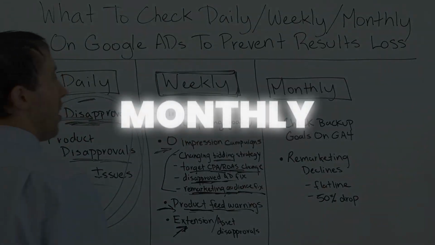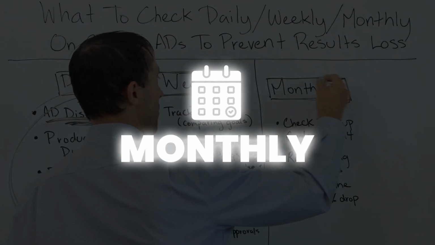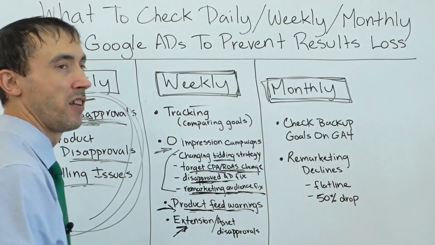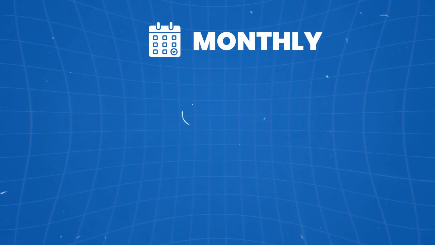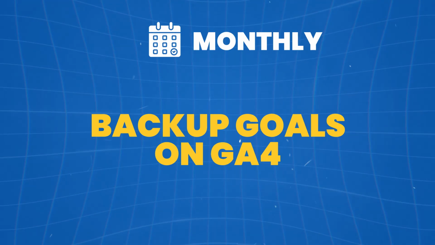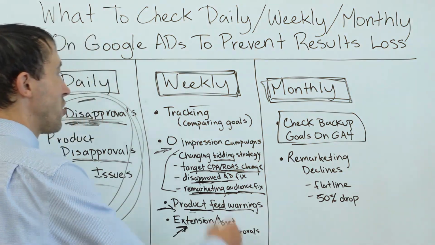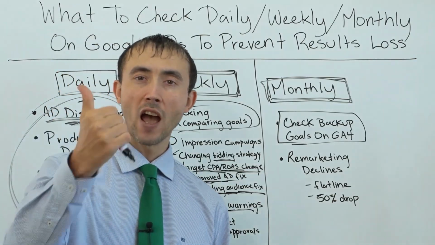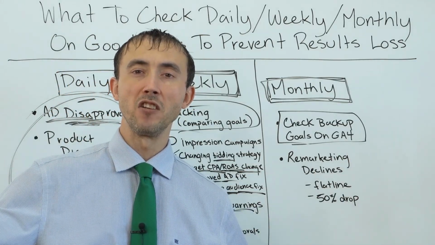Going forward here, on a monthly basis, here's what I would typically recommend you check, what we're checking on our clients' accounts on a monthly basis for making sure Google Ads stays on the rails: check the backup goals on Google Analytics 4. As I mentioned with the tracking, everything with Google Ads is predicated on your tracking and how much data you've accumulated in your account.